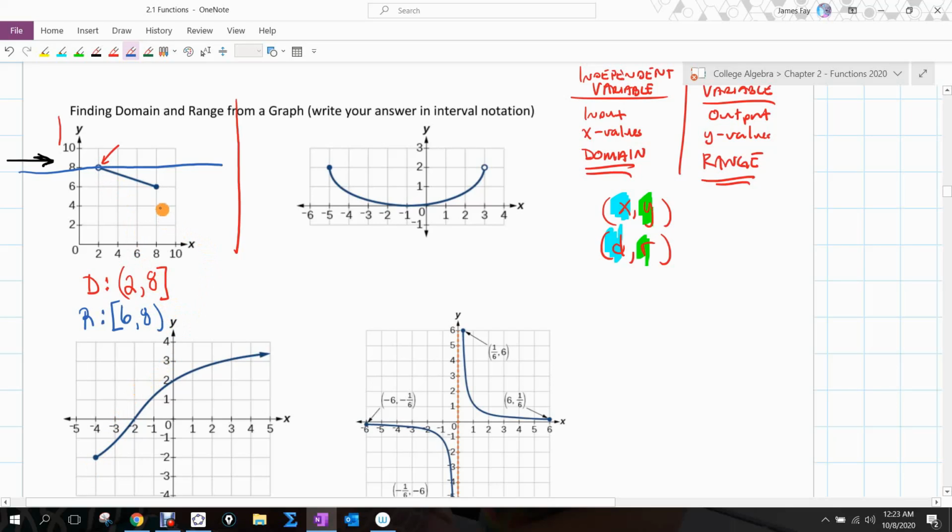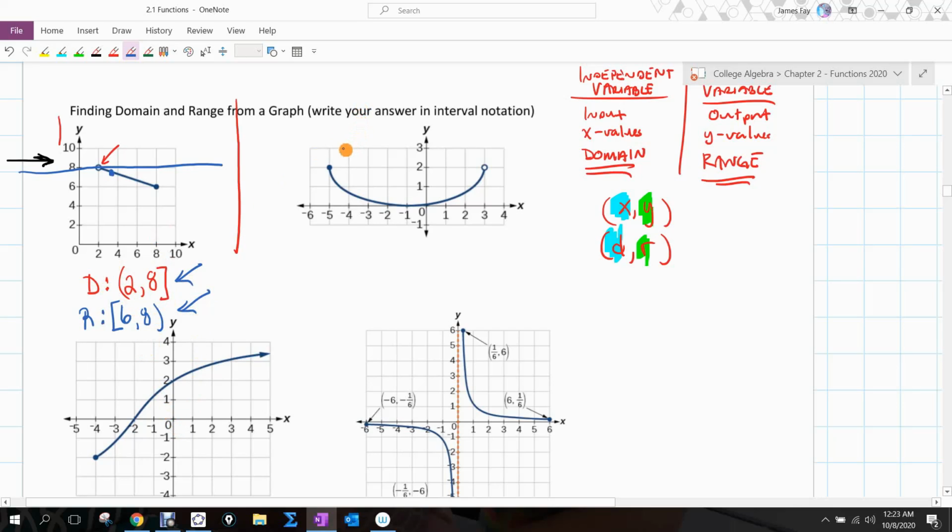So no matter what, if you were to pick off any ordered pair, let's say that point right there, it's going to have an X value that comes out of that red set of numbers, and it's going to have a Y value that comes out of that blue set of numbers. And that's how we identify our domain and range in interval notation.